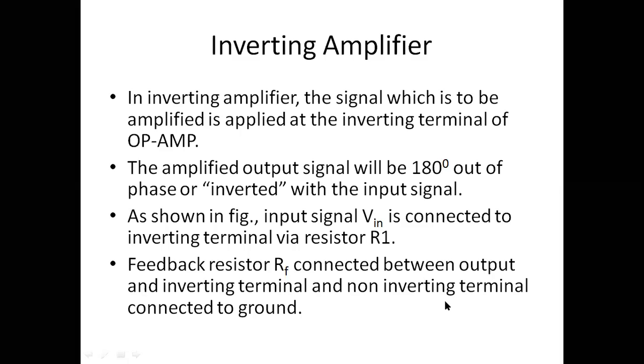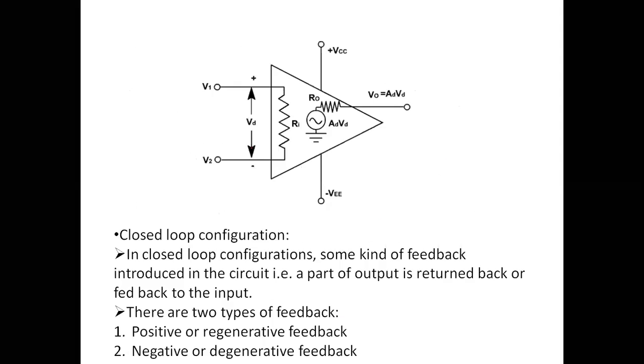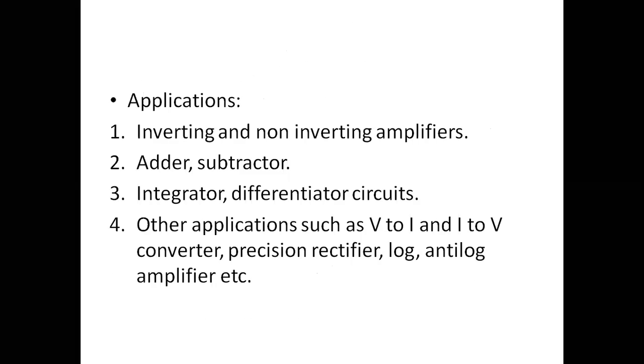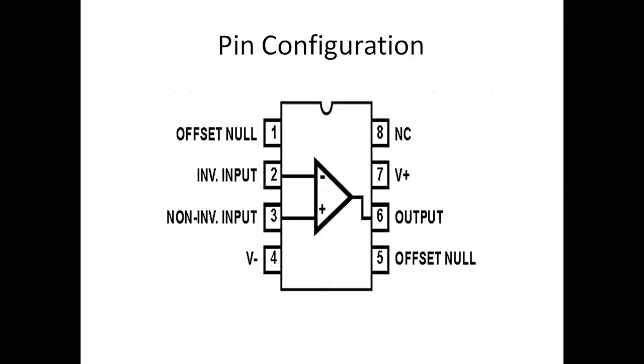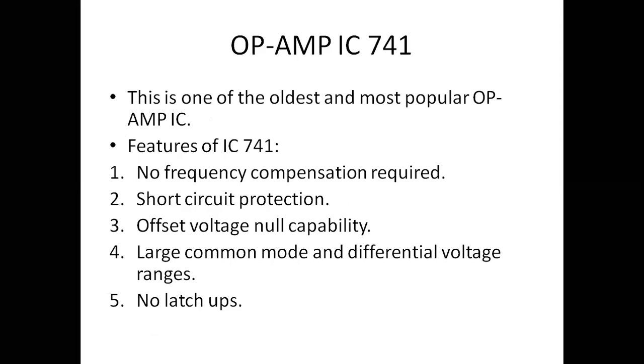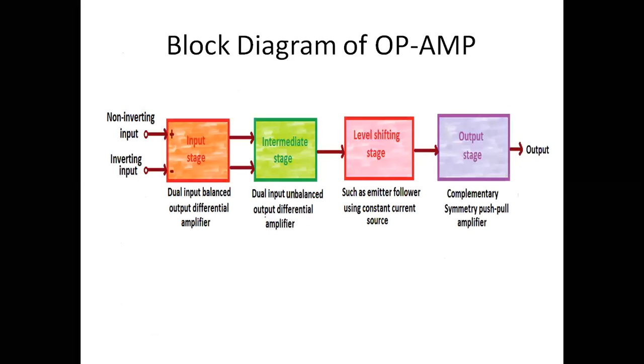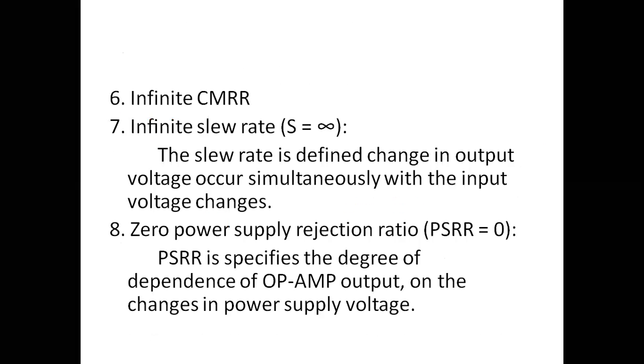In today's syllabus, we have seen the operational amplifier and its different parameters, like common mode rejection ratio, differential amplifier, slew rate, and power supply rejection ratio. We have seen the virtual short and virtual ground concept. We have seen the IC741, which has different features for the ideal IC741. We have seen the block diagram of the op-amp.